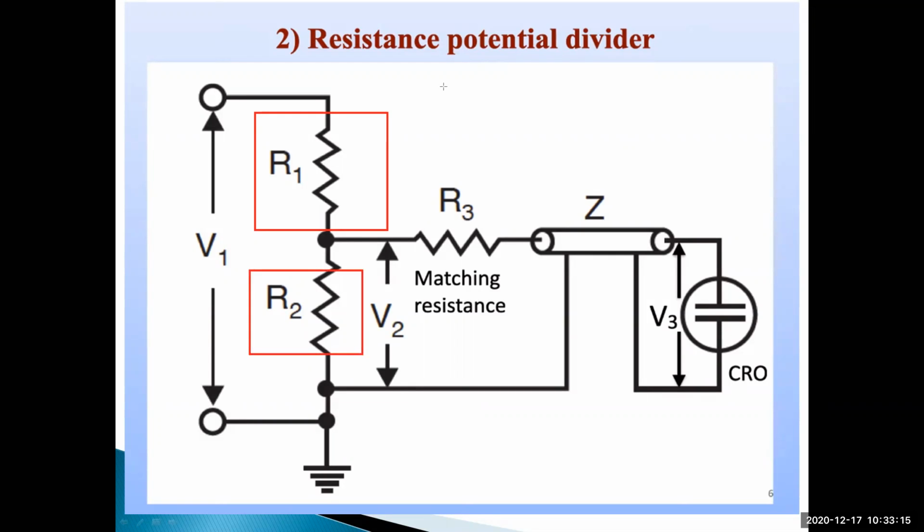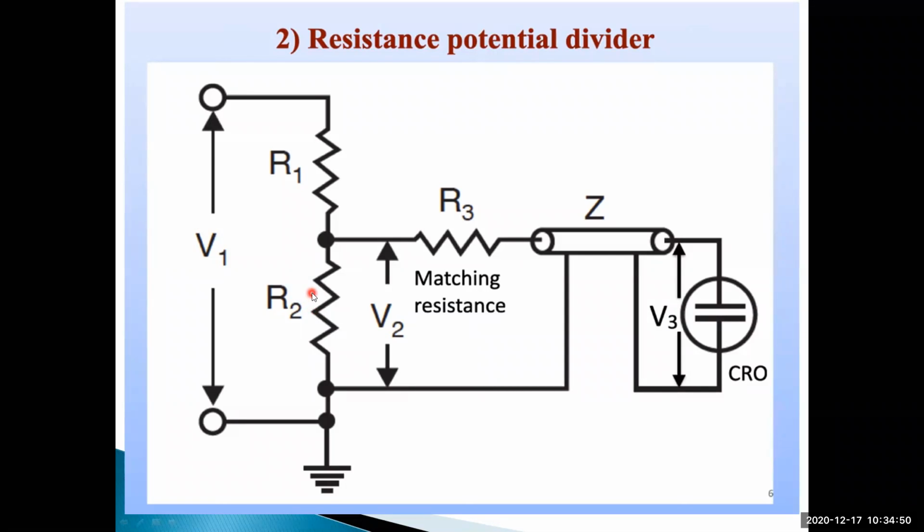That means in the resistance potential divider, we are dividing the voltage by maintaining R1 very high and R2 very low. Then only the voltage across the CRO, the measuring equipment, is low, so it is possible to measure using the CRO, by converting high voltage to low voltage.